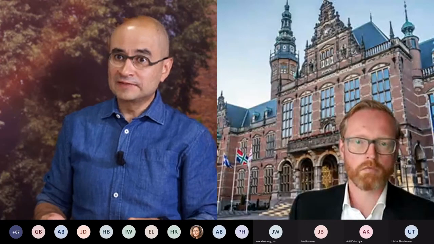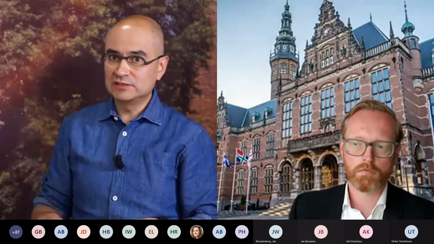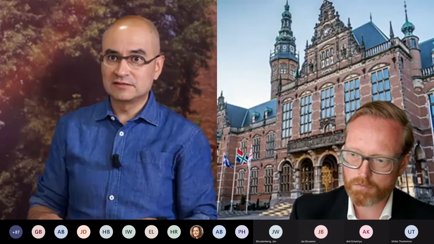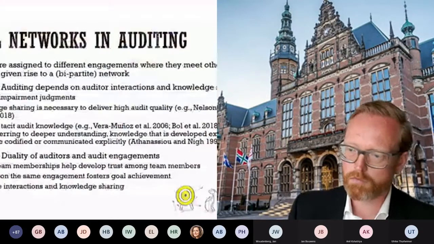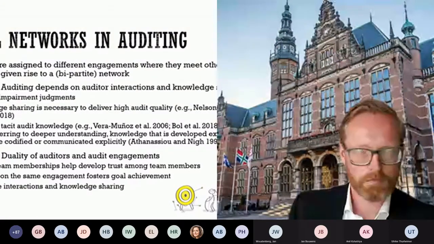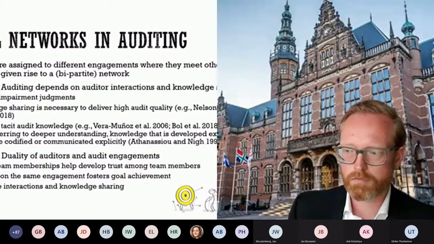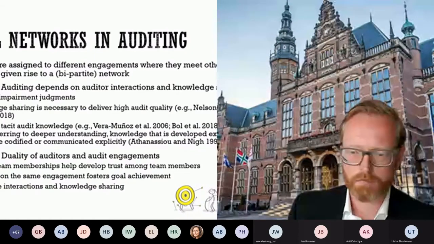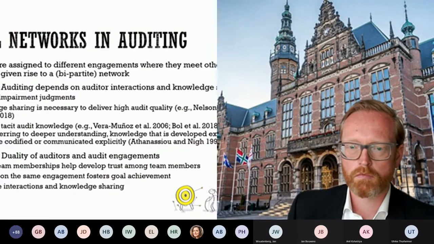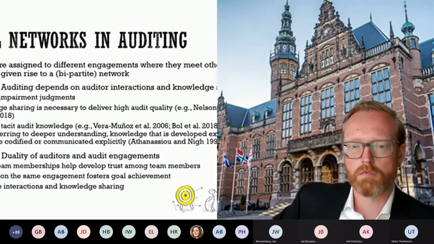And this idea, knowledge sharing, is particularly important when you look at what you call tacit audit knowledge. This basically refers to the deeper understanding and routines within a certain field, routines and understanding that are typically developed experientially. So because you work with others, because you share information, et cetera.